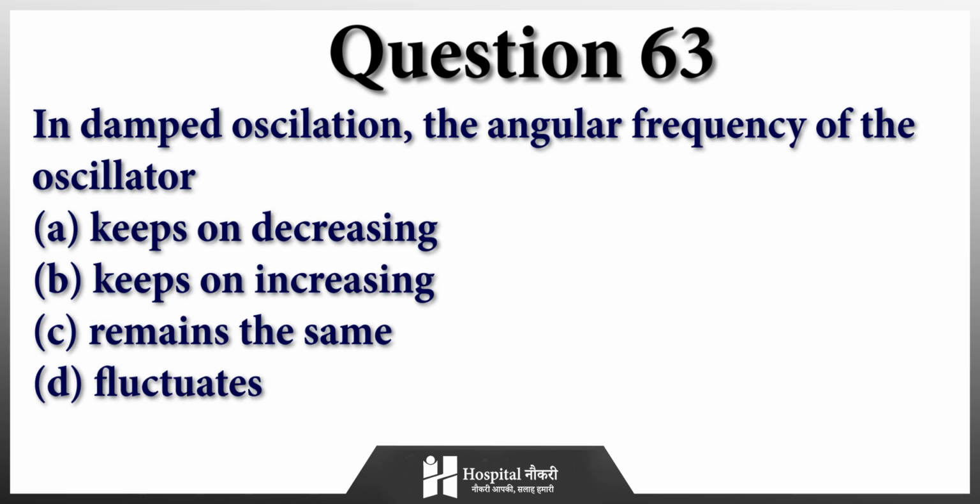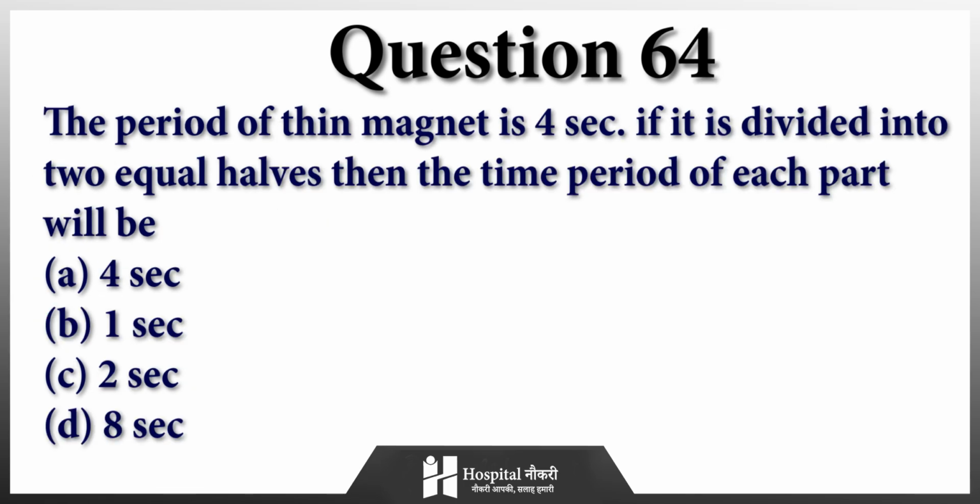Next question is, in damped oscillations, the angular frequency of the oscillator A keeps on decreasing, B keeps on increasing, C remains the same, D fluctuates. Damped oscillation में angular frequency oscillator की क्या होता है? It remains the same.